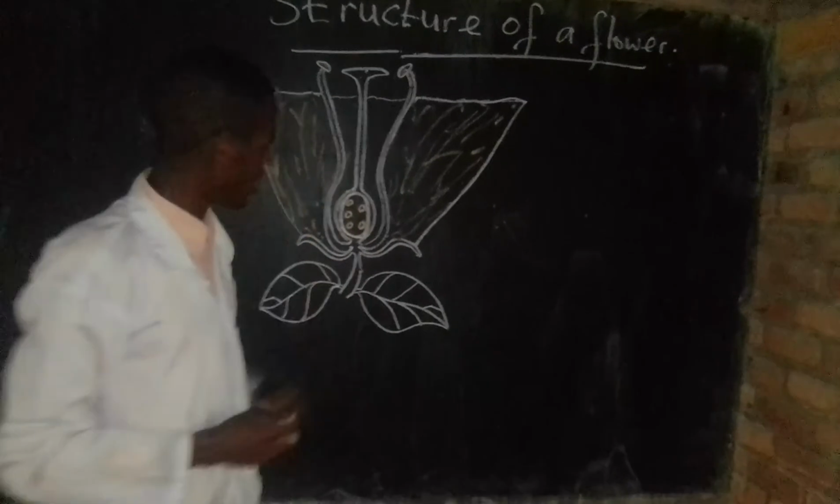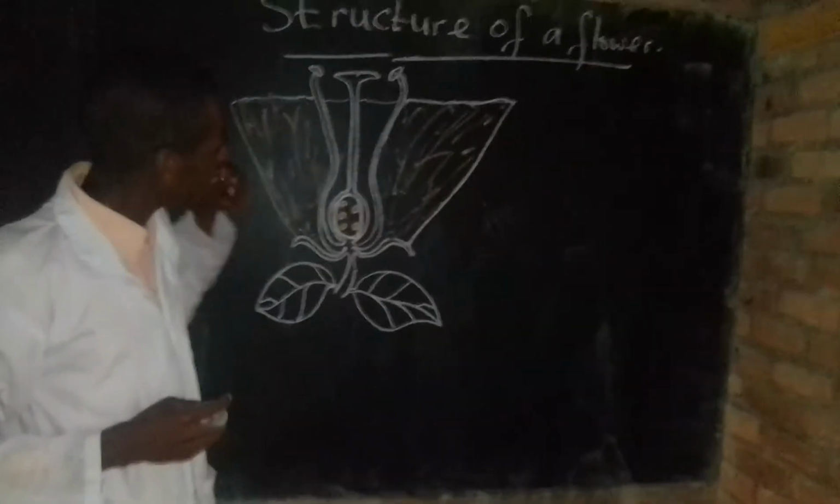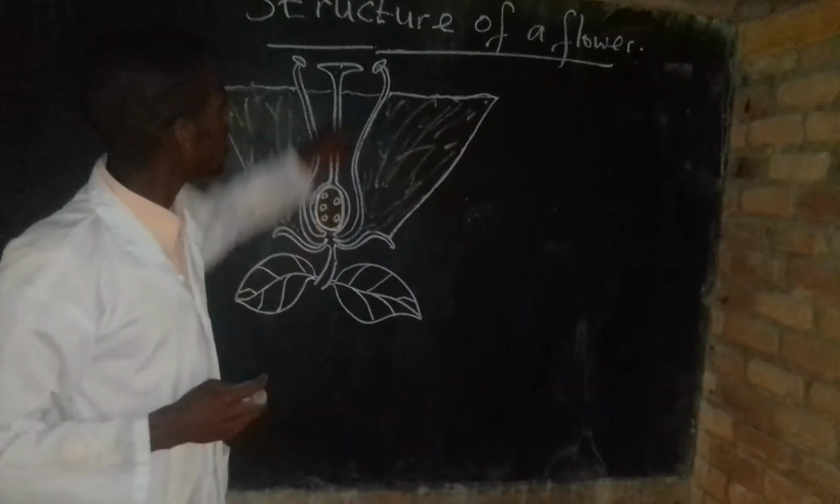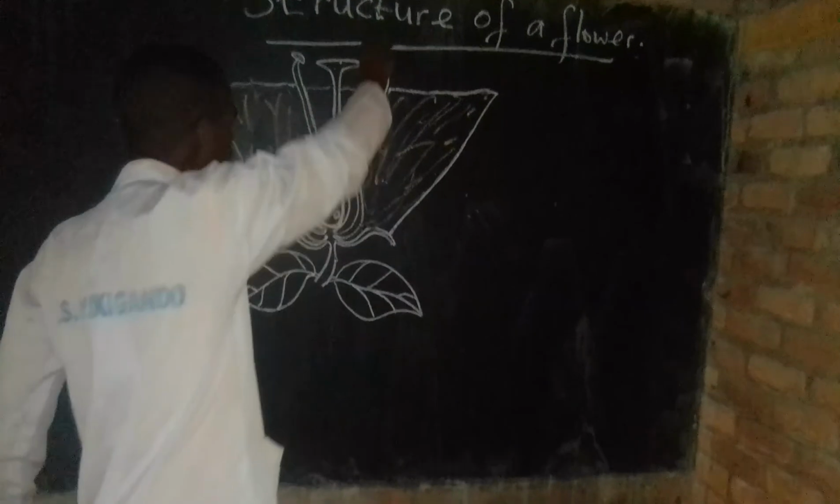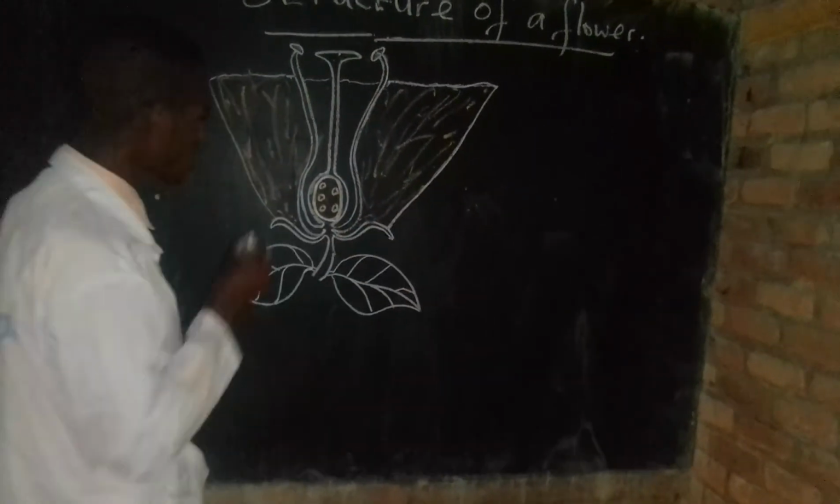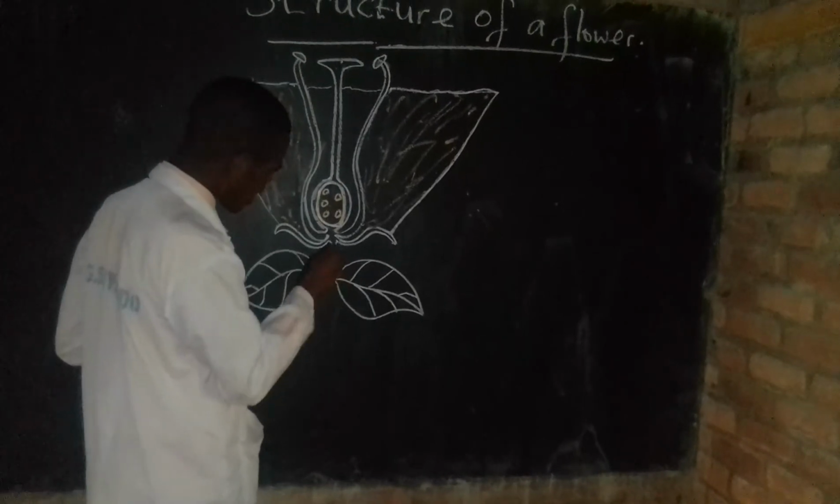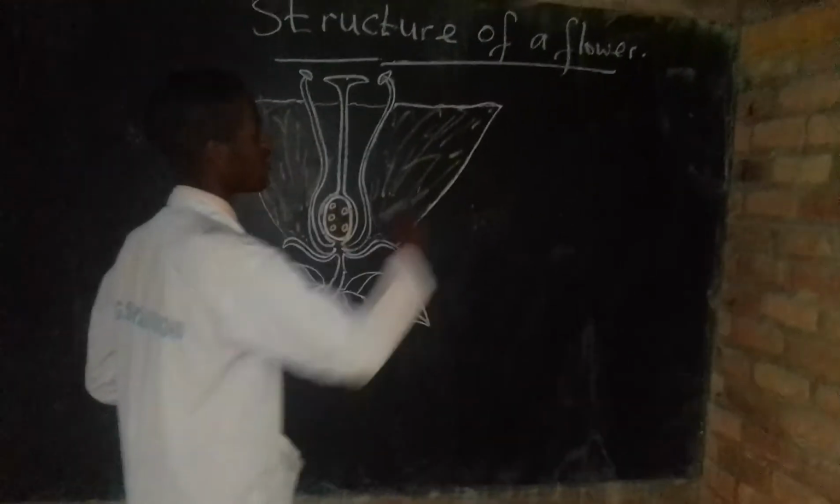Now we are going to see those parts. What is the meaning of those parts? What do we call this part? What do we call this part? What do we call this part? And what do we call this part, and all of this flower?